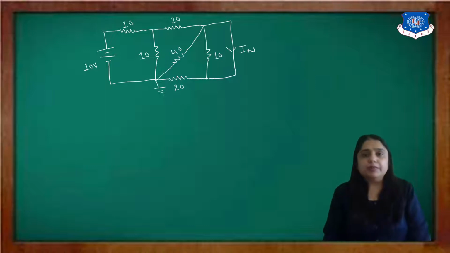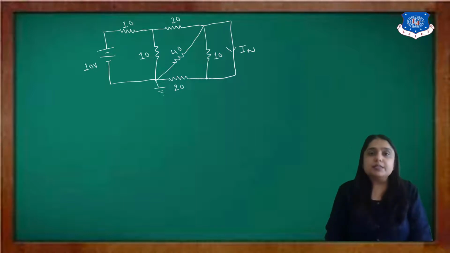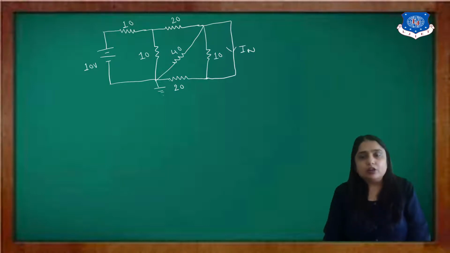Now please be careful. You can apply this rule whenever you have one path with resistance equal to 0. But suppose you have one path with resistance equal to 1 ohm and the second path with resistance equal to 2000 ohm, then you cannot simply say that all the current passes through the 1 ohm.